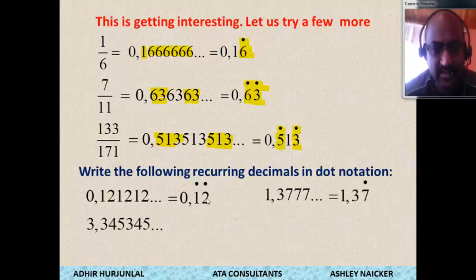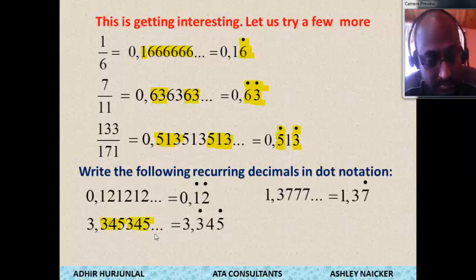What about this, guys? 0,3345345. If I have to take an example like this, automatically you will see the 3, 4, 5 recurs, which means there should be a dot above the 3 and a dot above the 5. Thank you. I hope I'm getting through to you.